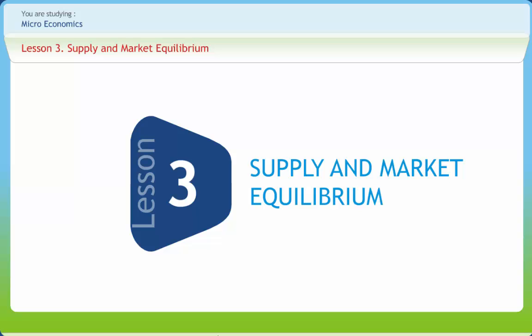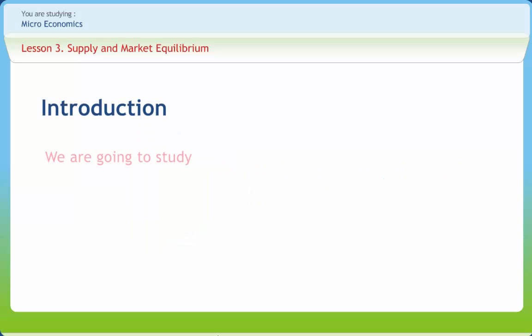Supply and market equilibrium. So firstly, we should know the meaning of supply. In common language, the amount of some product which is available to customers is called supply, a fundamental economic concept that describes the total amount of a specific good or service that is available to consumers. Supply can relate to the amount available at a specific price or the amount available across a range of prices if displayed on a graph.